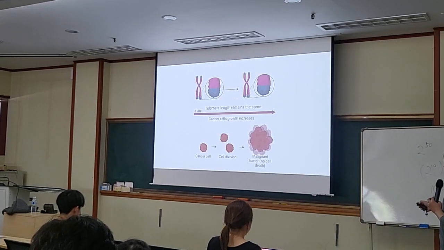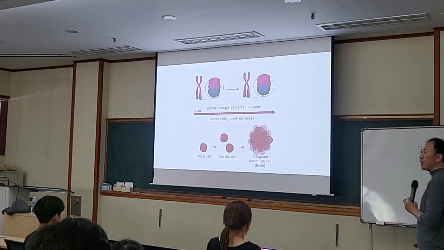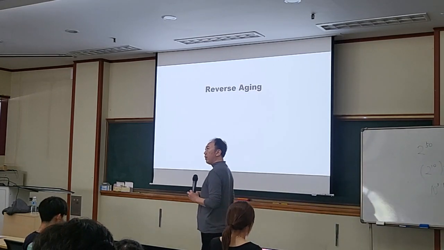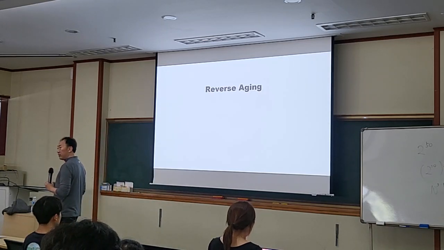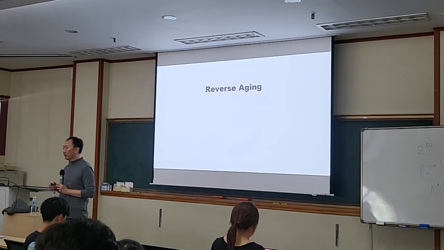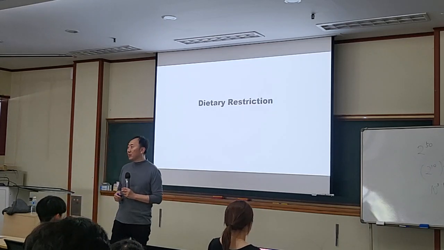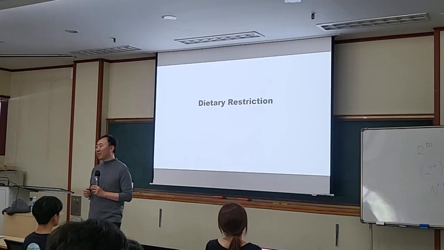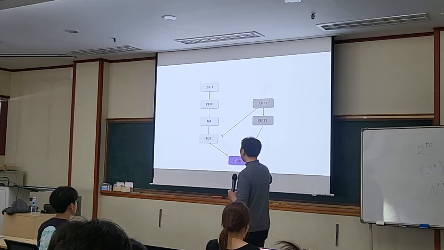Now, if the telomere is artificially recovered, then there's a very high chance it becomes cancer. Now, what can be the practical way of reverse aging? There's one proven method. What is it? Exercise is one, but more important is eat less. Diet restriction. And that is found from these pathways.